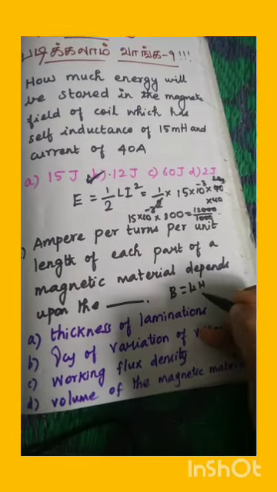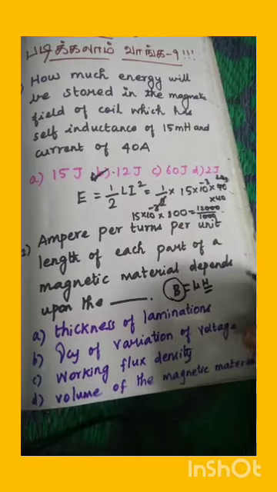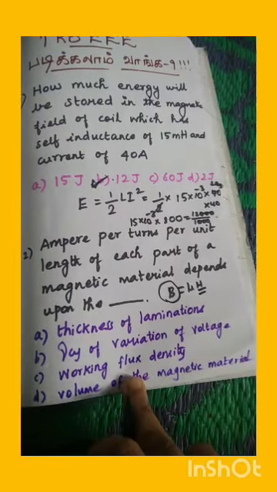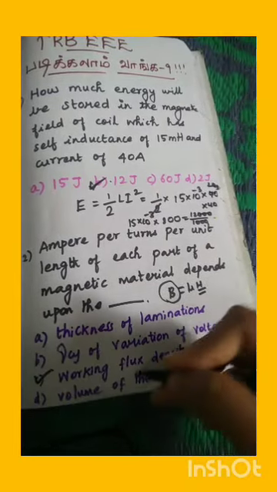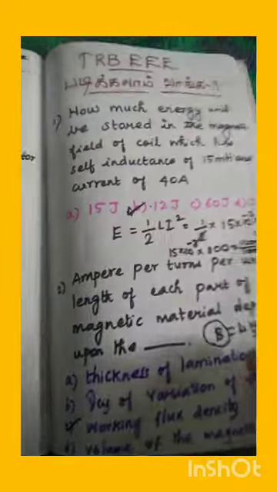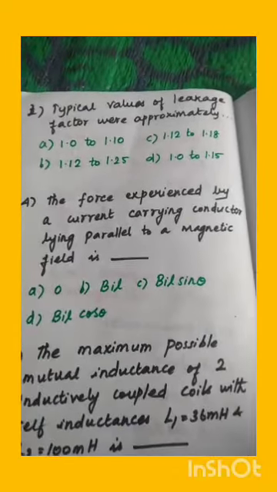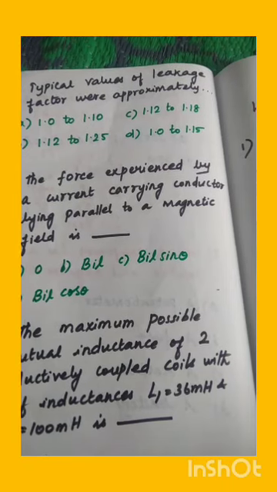So the magnetic field strength depends upon the magnetic flux density, we can say. Among the 4 different options, I can select option C, the working flux density. And the third question is, the typical values of leakage factor are approximately equal to dash. They have given you 4 different options.